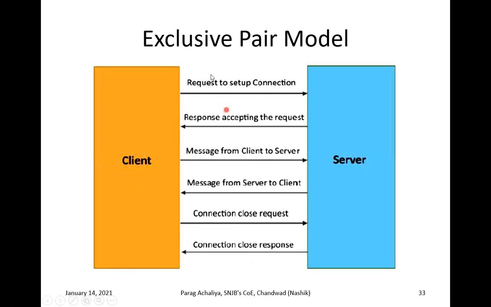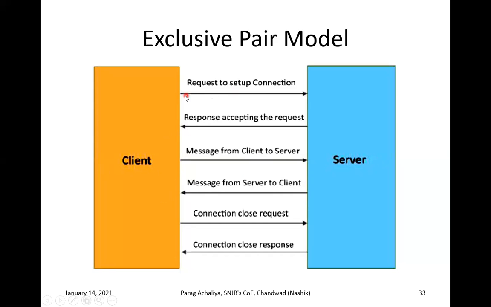Here you can see why it is named your exclusive pair, because there are only two entities. That means there is a pair of entities, client and server. There is no other queue, nothing like your broker, subscriber, consumer. Nothing will be there. There will only be a pair of devices, client and server, and only one activity will be performed at one time.